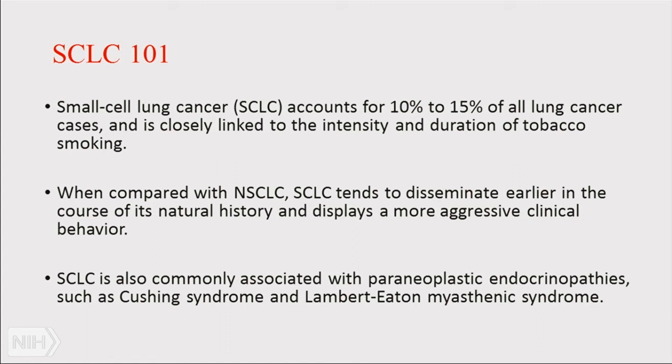However, in recent years, patients with lung adenocarcinoma can also develop small cell lung cancer after EGFR tyrosine kinase inhibitor treatment. These patients are usually non-smokers. Small cell lung cancer is a neuroendocrine tumor. One unique feature is that it can be associated with paraneoplastic endocrinopathy, such as Cushing syndrome, which is due to the excessive production of ACTH by the small cell lung cancer cells.